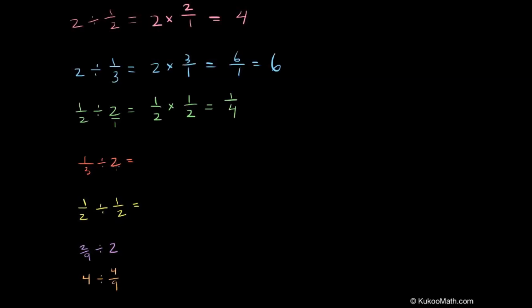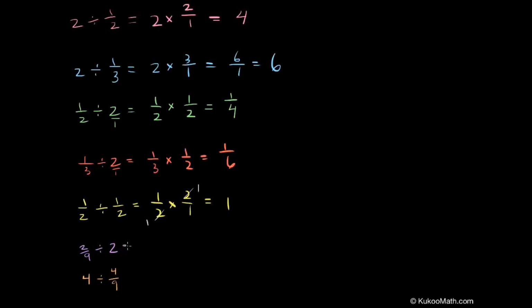The next one is 1/3 divided by 2. So this is like 2 over 1. So now when we flip it, it's 1/3 times 1/2. And we multiply, it's 1 over 6. Next one, 1/2 divided by 1/2. It's the same thing as 1/2 times, when you flip it, 2 over 1. So then we can simplify, and we get the answer to just be 1.